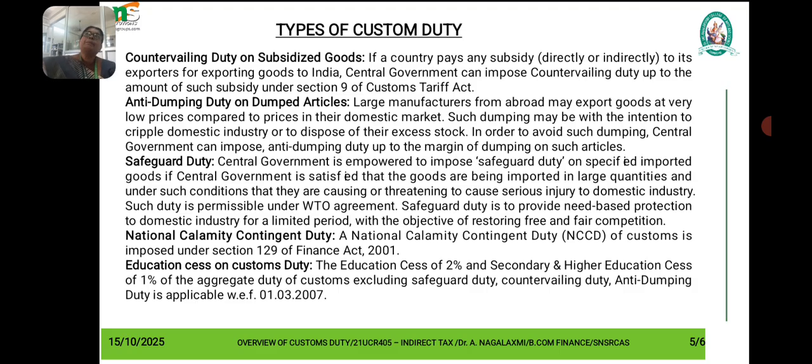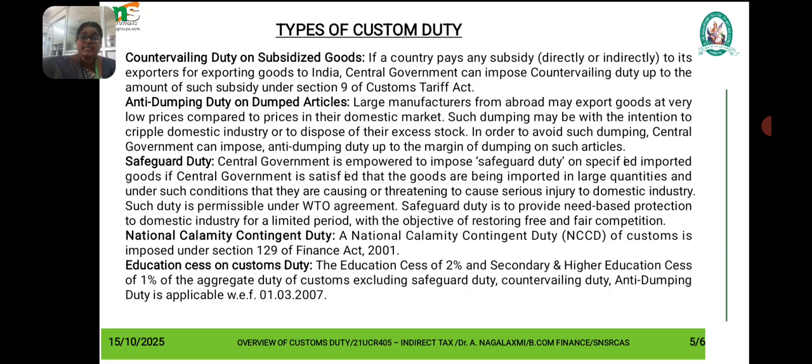For example, we can take China, where there is lots of production of electronic goods. That government will pay the subsidy to the manufacturers in order to export the goods to India. In that case, if the goods enter India, the central government will impose countervailing duty up to the amount of such a subsidy. See what percentage of subsidy that exporter gets, to that amount they will levy the duty on such goods under Section 9 of Customs Tariff Act.